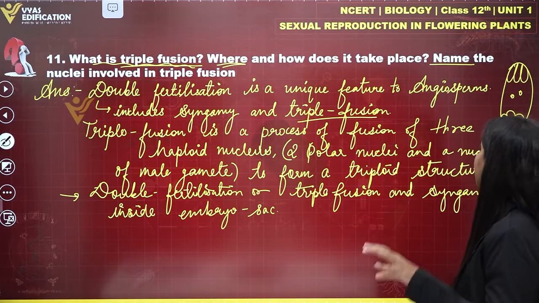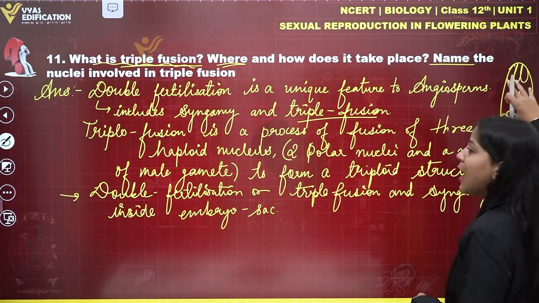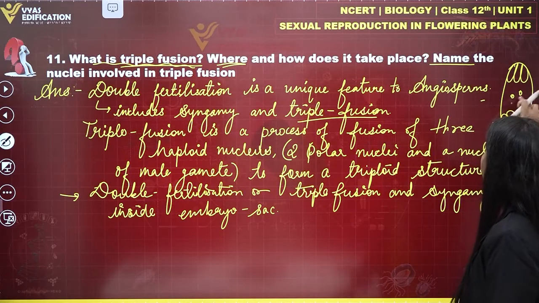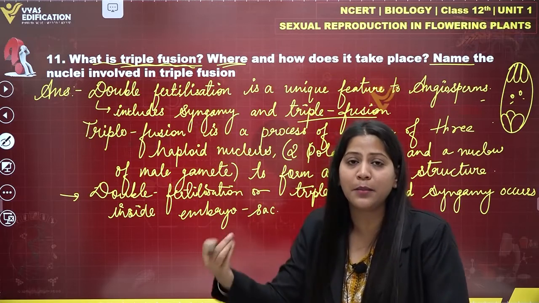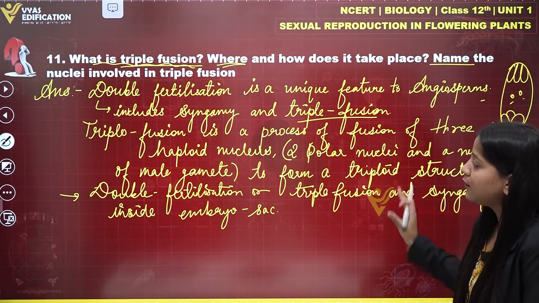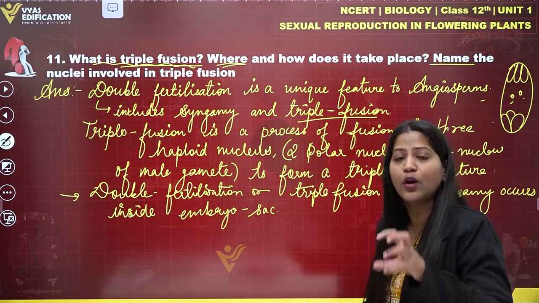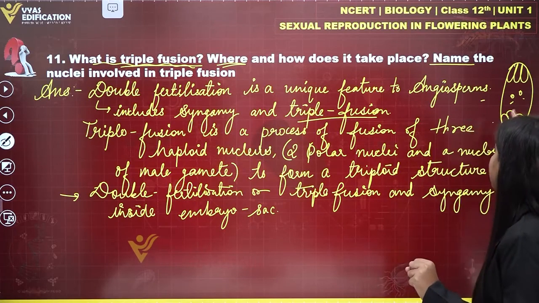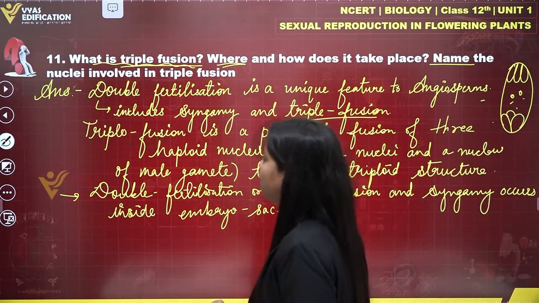These two polar nuclei are haploid in nature, present in the central cell of an embryo sac. These two polar nuclei fuse with another male gamete to form a triploid structure. All the fusions, that is syngamy and triple fusion, occur inside the embryo sac only, which is known as the female gametophyte.